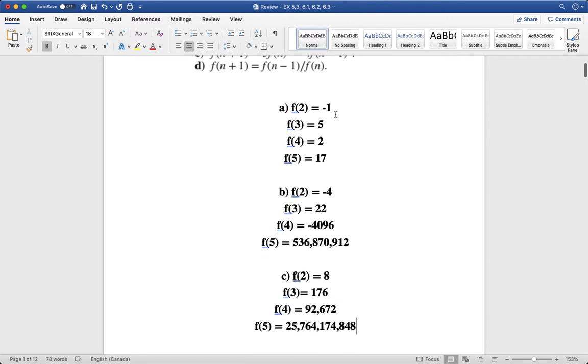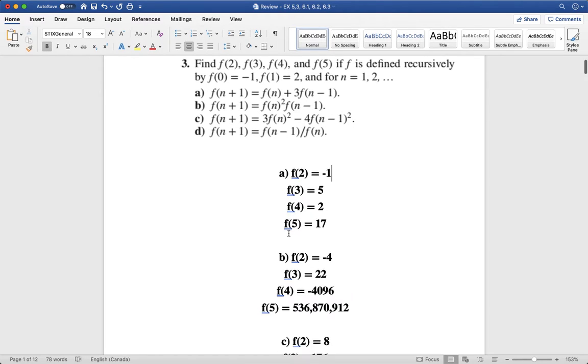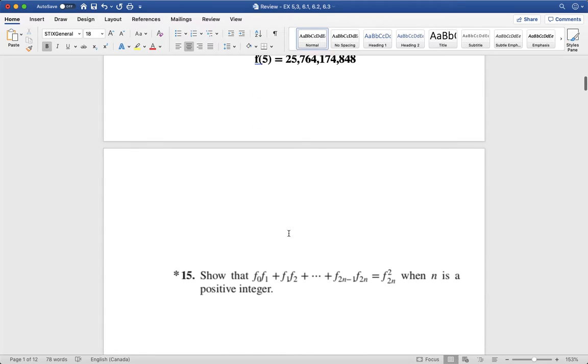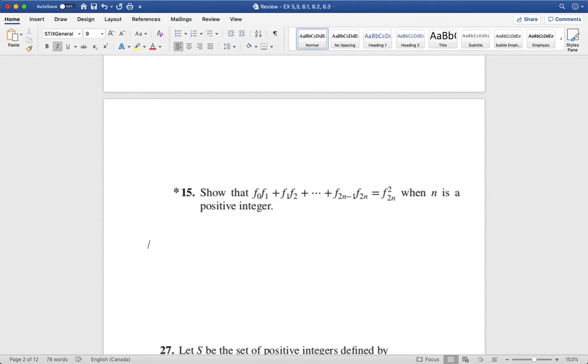So basically what we did is take 2, 3, 4, 5, plug it into each function and get the value where n is equal to 2. We are calculating the function value. Nothing too fancy here. Let's move on to the next question from this exercise, which is question number 15.